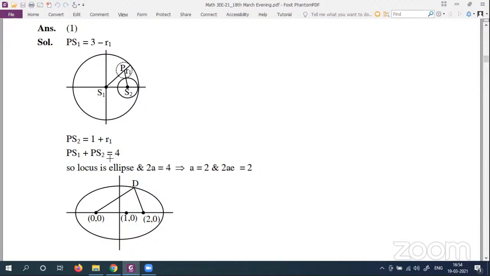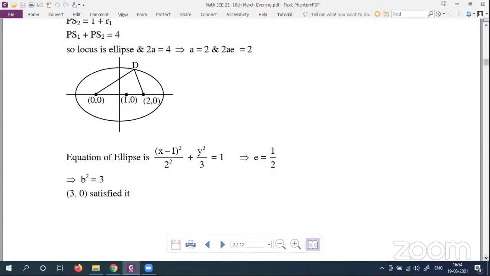So here the locus of the point P will form an ellipse with S1, S2 as foci, and the length of major axis will become 2a, which is 4. So we get a is equal to 2, and the difference between them will become 1. So 2a will become 2. So a is 1. So from that we can get the equation of ellipse in this form. Right? So from the given options, you can identify which option will satisfy the given condition.